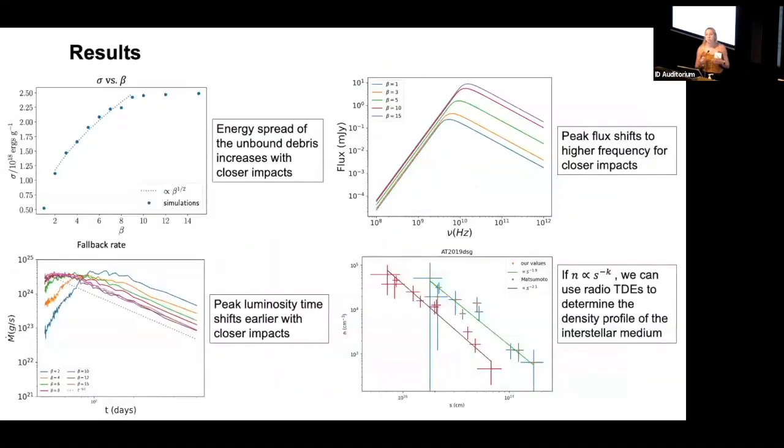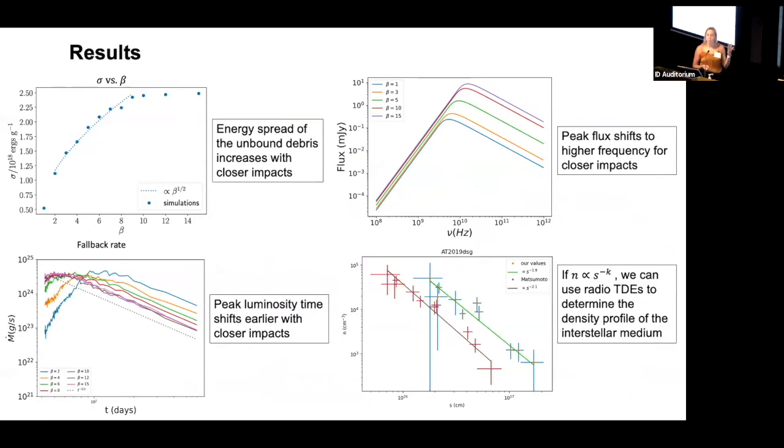My results so far: I've focused on two projects, one on the left and one on the right. On the left, I looked at how the energy spread relates to the impact parameter of the TDE, which we define as beta on that first plot. We found that the energy spread of the unbound debris increases with closer impacts. Specifically, it goes as beta to the 1/2.